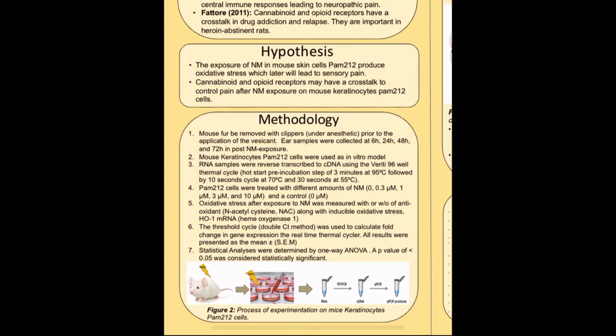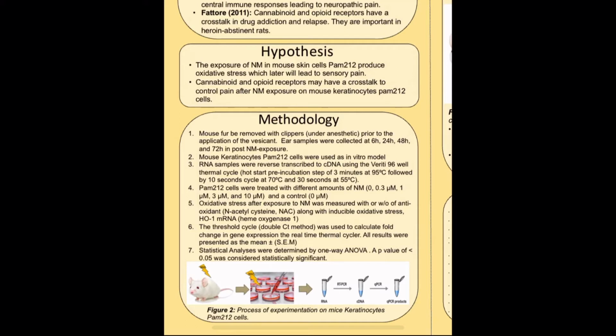Moving on to my methodology, we started with the removal of mouse tissue from skin and ears after 6 hours, 24 hours, 48 hours, and 72 hours of application of nitrogen mustard. The doses were 0, 0.3 micromolar, 1 micromolar, 3 micromolar, and 10 micromolar.